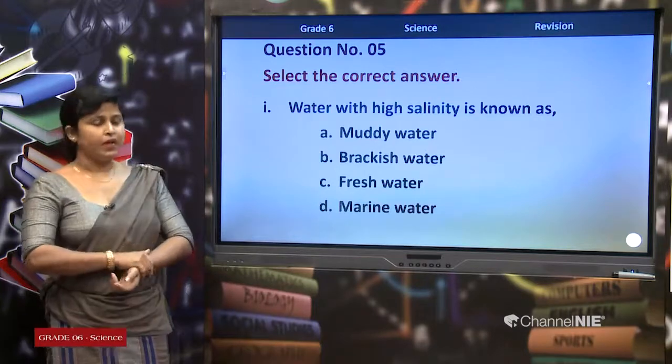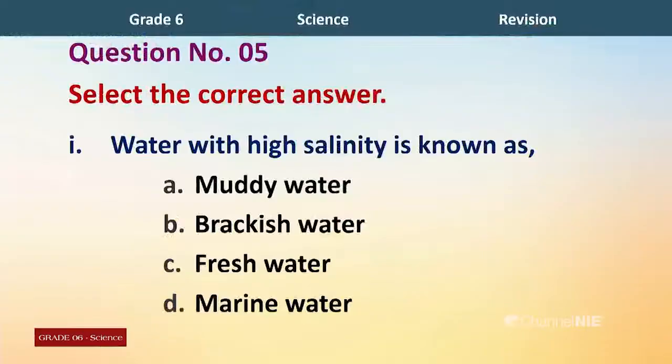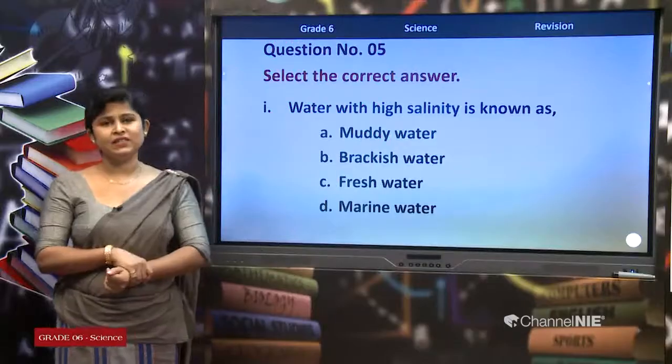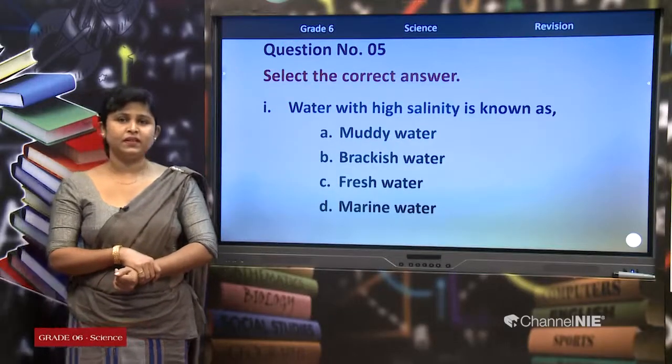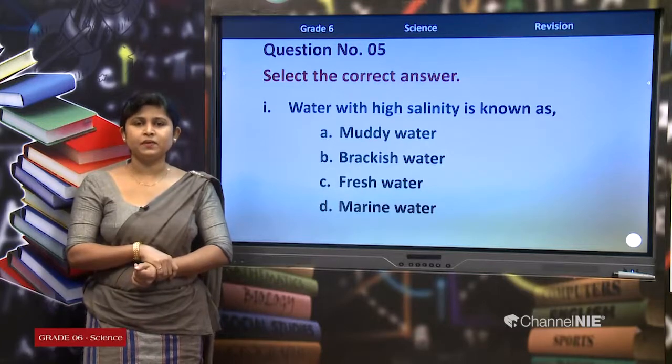Question number 5. Select the correct answer. You have to underline the correct answer. Water with high salinity is known as, there are 4 choices. Sample A, muddy water. Sample B, brackish water. Sample C, fresh water. Sample D, marine water. First of all, I would like to explain to you what salinity is. What do you mean by salinity? Do you know what salinity is?